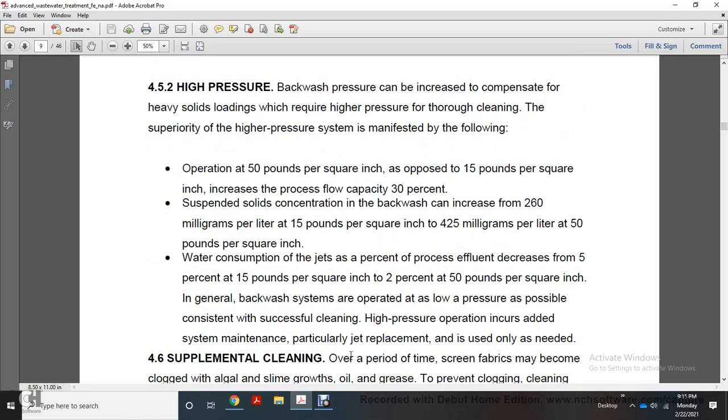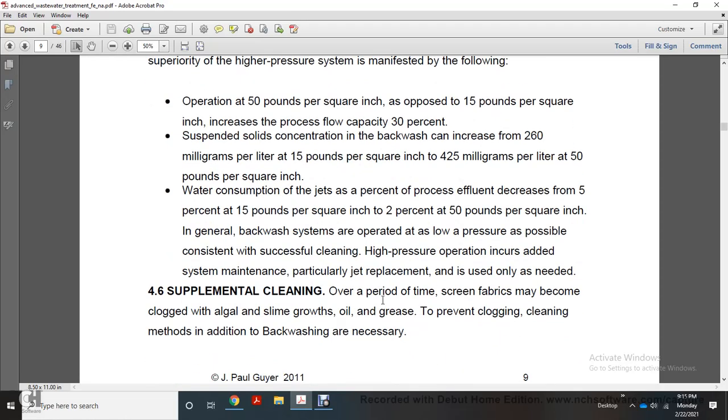In general, the backwashing system is operated at the lowest pressure possible, consistent with successful cleaning. High pressure operation is added to the system. Maintenance: particular jet placement is used only as needed. Supplemental cleaning is required over a period of time. Some screen fabrics may become clogged with algae.